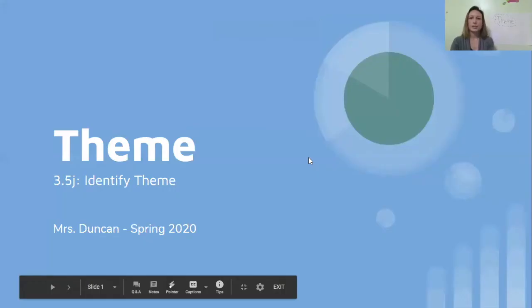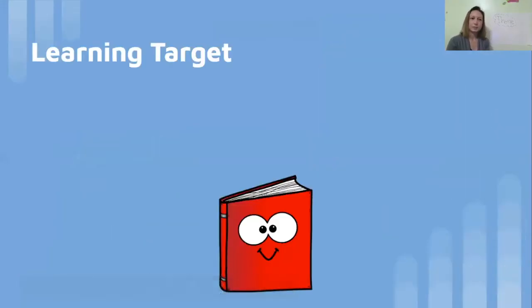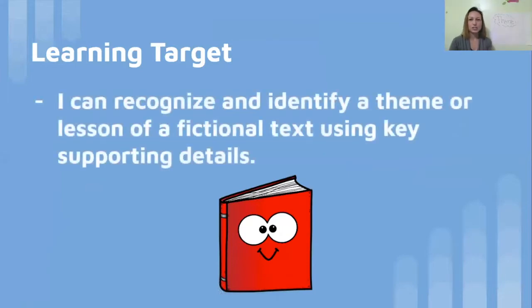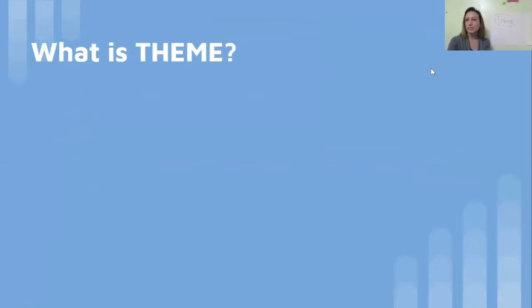So we are going to work on identifying theme this week. And our learning target is, I can recognize a theme or lesson of a fictional text using key supporting details. So that's what we're going to do. We're going to recognize and identify a theme, but we also need to support it using the details in the text. So what exactly is theme? Could you think of anything?